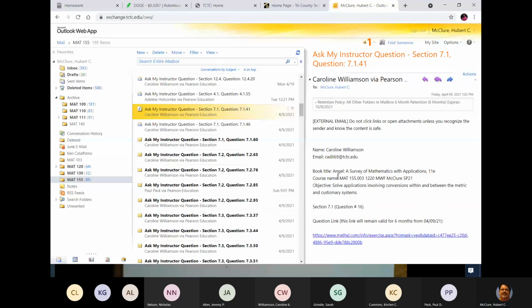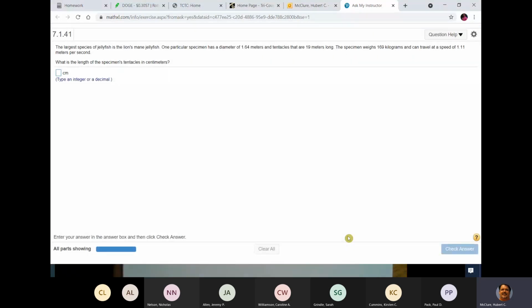41/16. The largest species of jellyfish is the lion's mane jellyfish. One particular specimen has a diameter of 1.64 meters. And tentacles are 19 meters long. Daggone. 19 meters long.